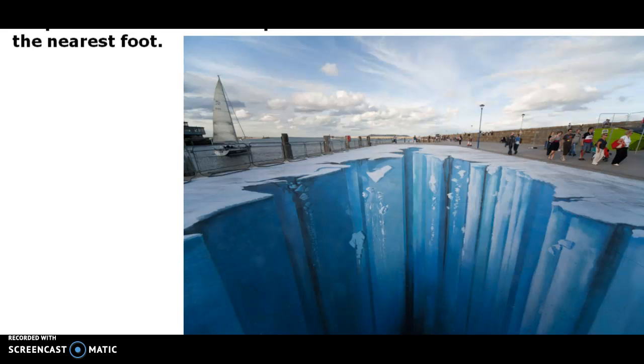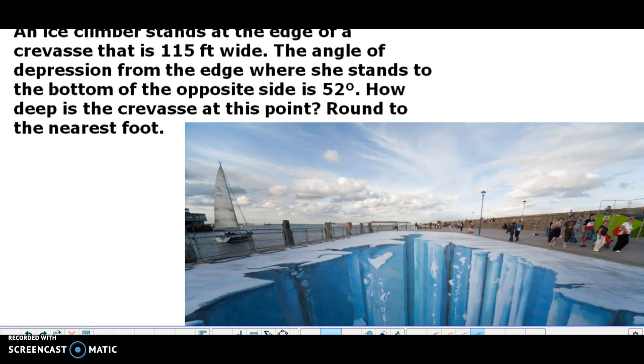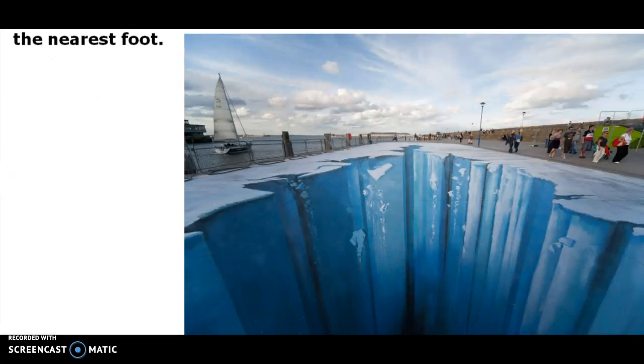I drew this picture because we're talking about an ice climber at the edge of a crevice. So basically, there's like a big empty space in between two glaciers or ice, whatever we call them. Mr. Ice Climber Man is standing right here. He's already on the edge. Yeah, he's done for. He's on the edge of the crevice.